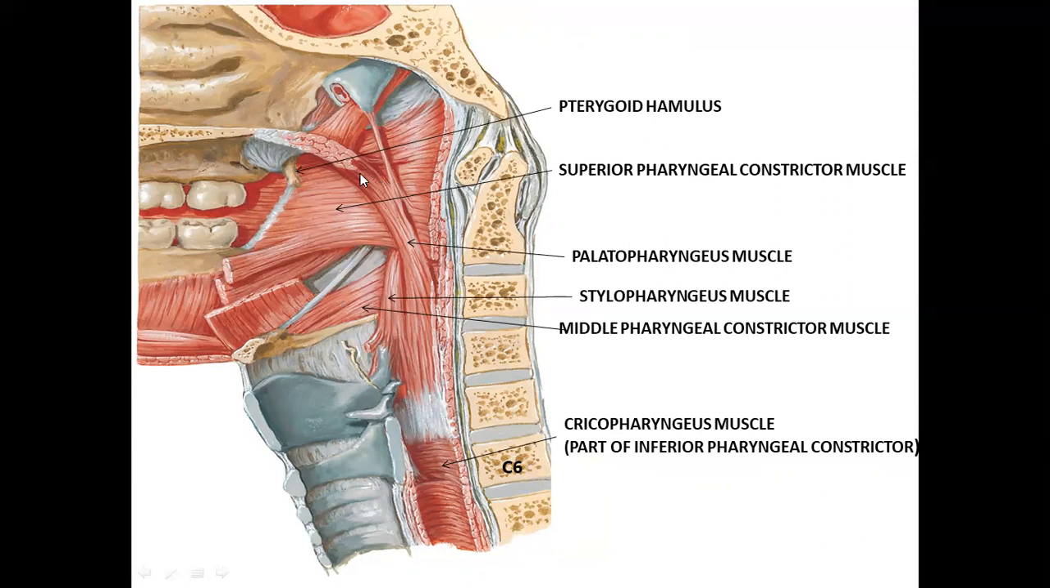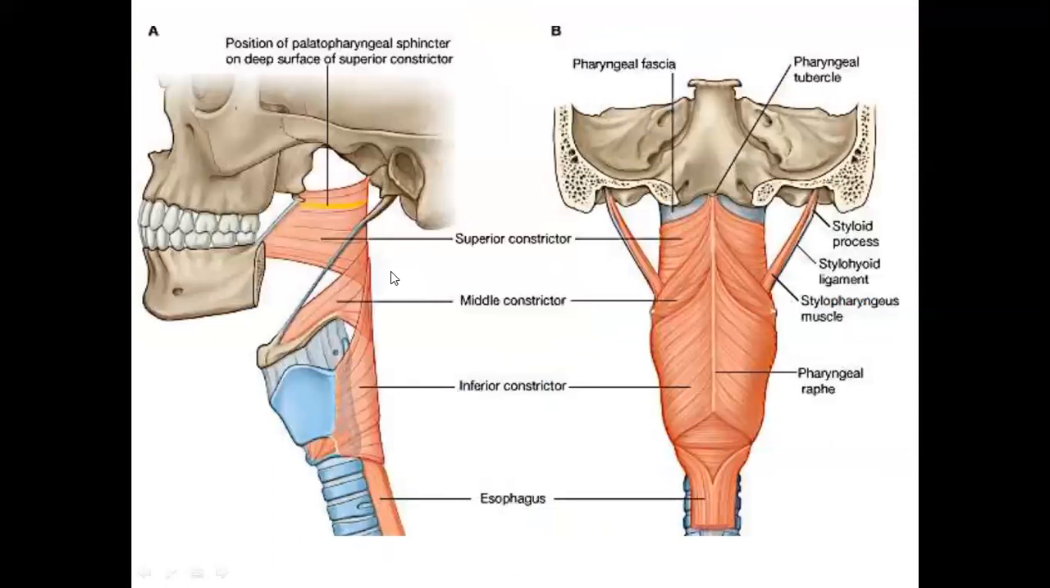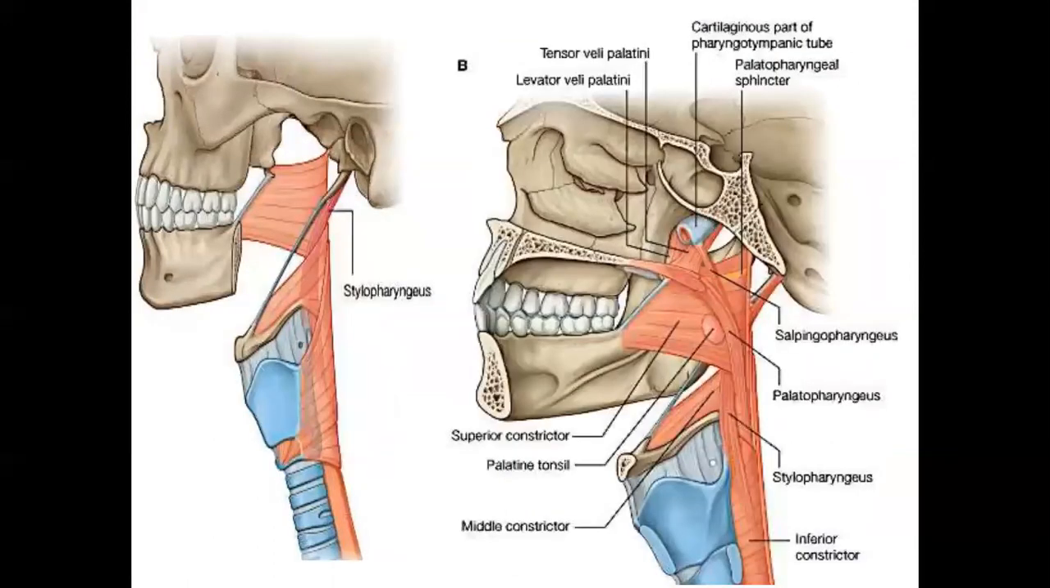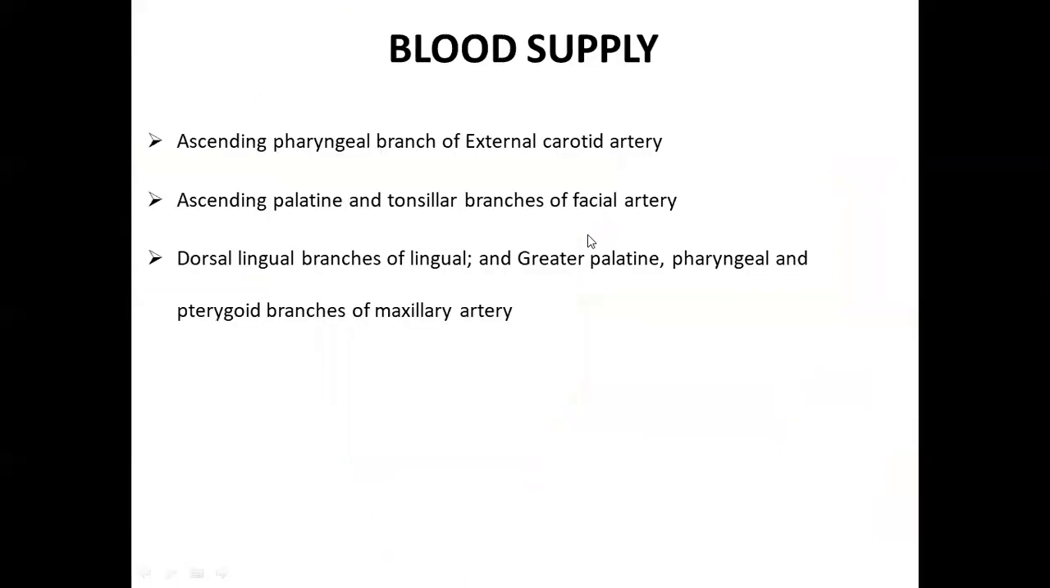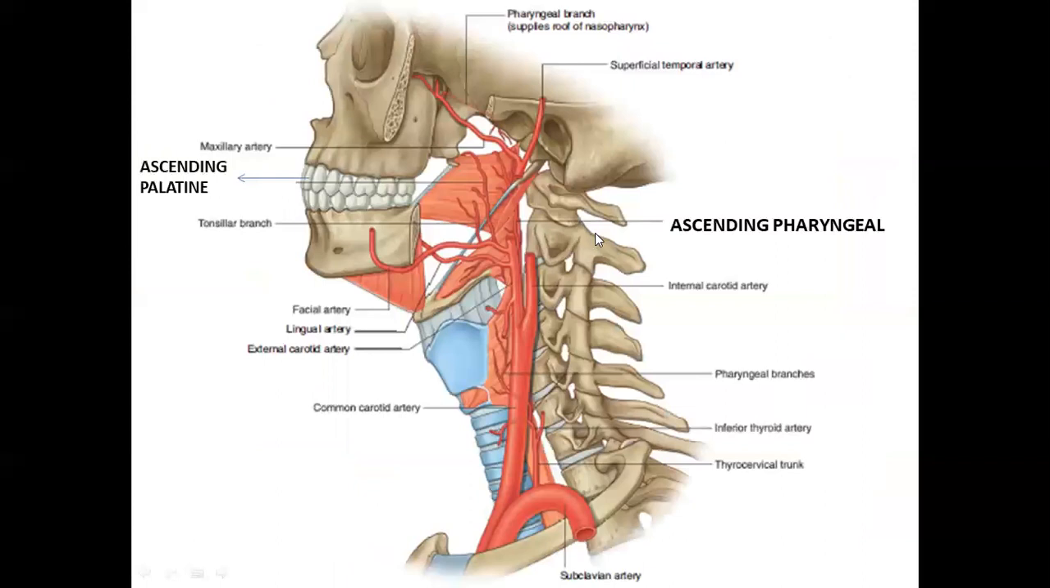Yahan pe we see what? We have the longitudinal muscles. This was the palatopharyngeus here. This was the stylopharyngeus muscle here. And then we had one more muscle, that was the salpingopharyngeus muscle. यहाँ पे दिख रहा है. So this is salpingopharyngeus, palatopharyngeus, and obviously here we have the stylopharyngeus. Okay.